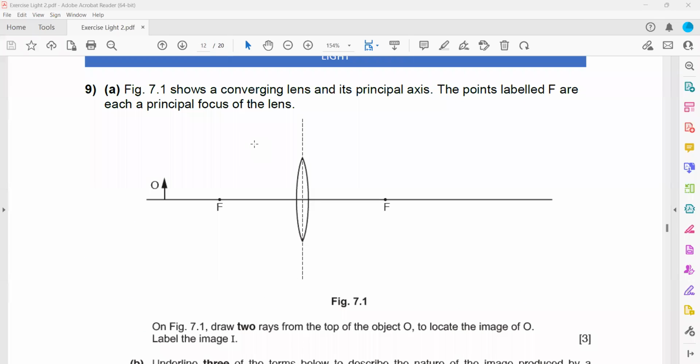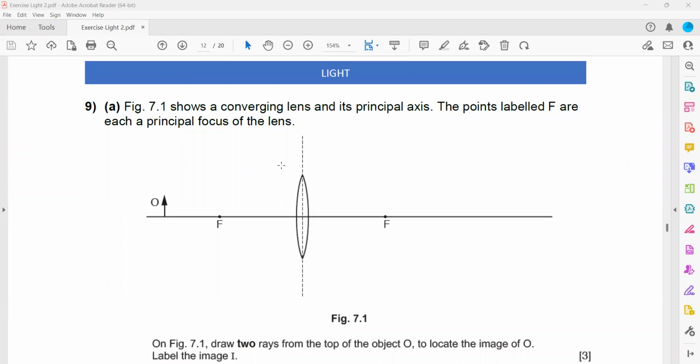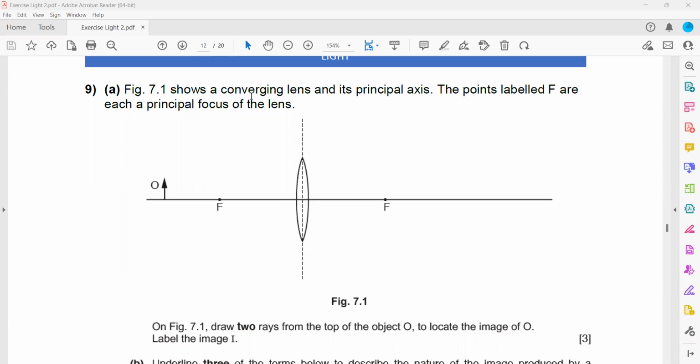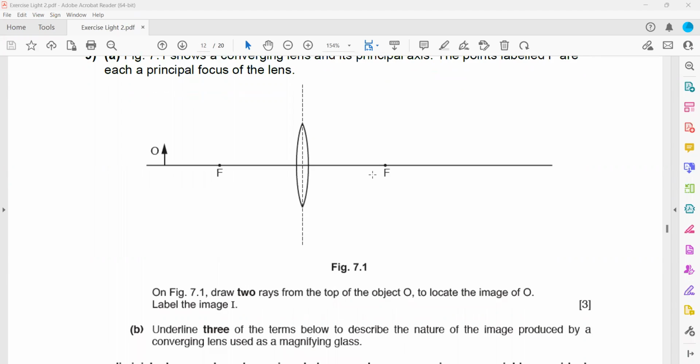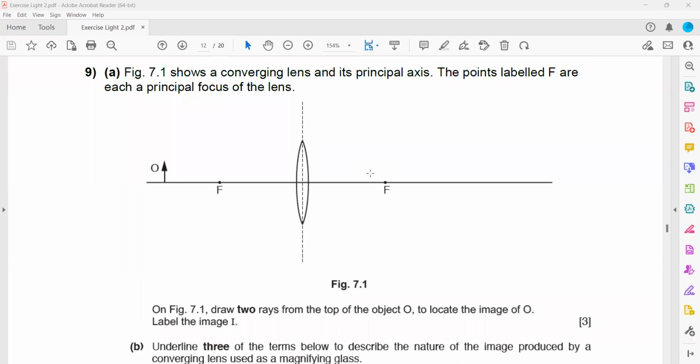This is a question related to a lens, as we did today, the lens topic. Figure 7.1 shows a converging lens with a principal axis. The points labeled F are the principal focus of the lens. They just labeled the focus here. On figure 7.1, draw two rays from the top of the object to locate the image.